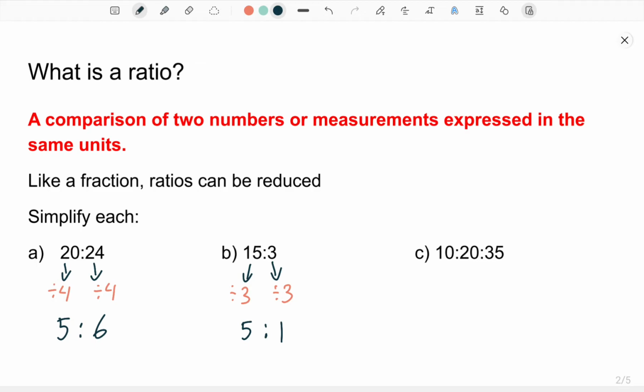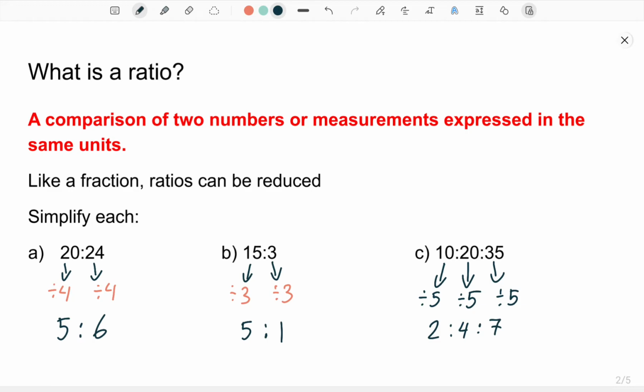All right, and a ratio doesn't just have to be a comparison of two numbers. You can actually have a 3-number ratio. You could have 4 or 5, however many numbers you want, all being compared. And again, you could reduce that ratio by finding a number that divides into each of those parts. So in this case, with 10, 20, and 35, 5 divides into each of them. And so you could reduce that ratio to 2, 4, 7. So a 2 to 4 to 7 ratio.